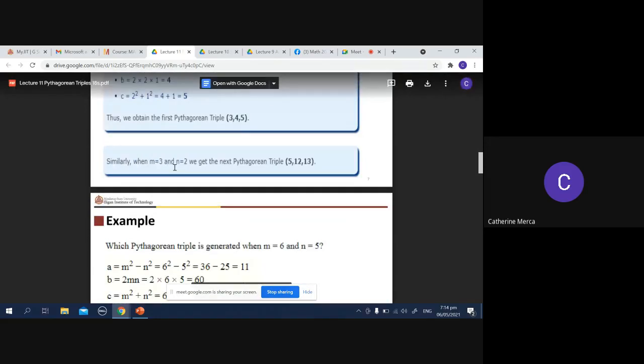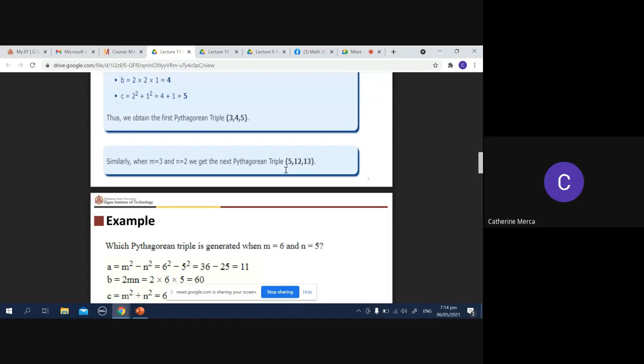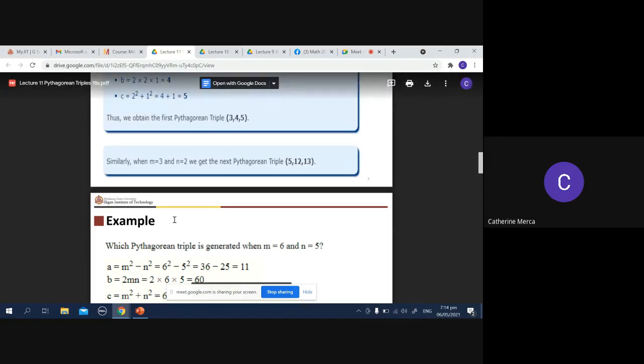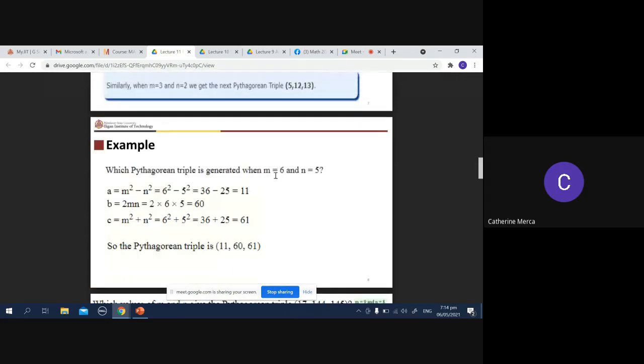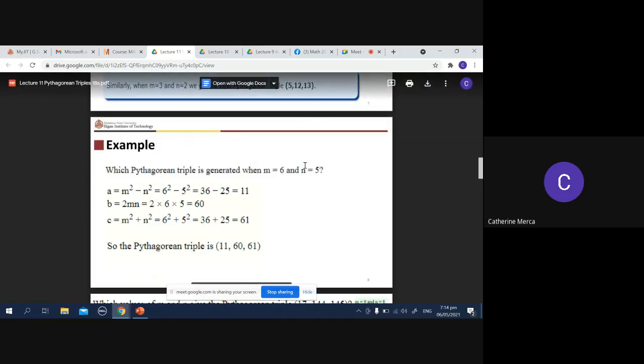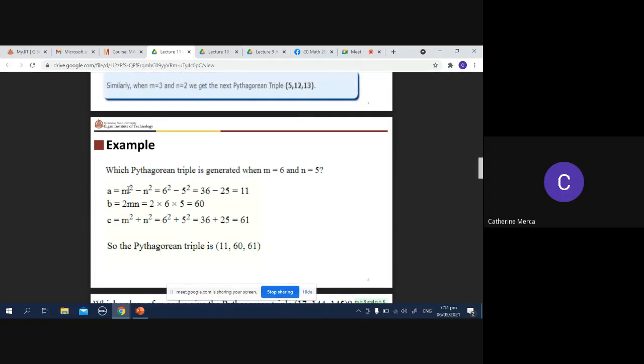Similarly, when m equal to 3 and n equal to 2, we get the next Pythagorean triple. So, which Pythagorean triple is generated when m is equal to 6 and n is equal to 5? What will you do? Again, you can substitute the values in the formula. A is equal to m squared minus n squared, which will give you 6 squared minus 5 squared, which is 36 minus 25, which will give you 11.